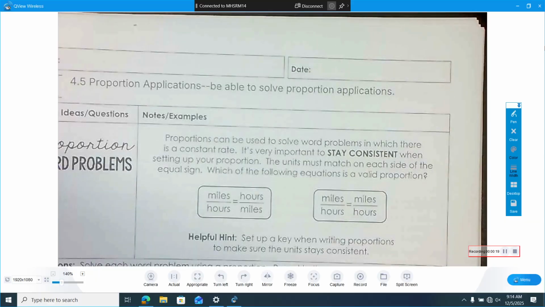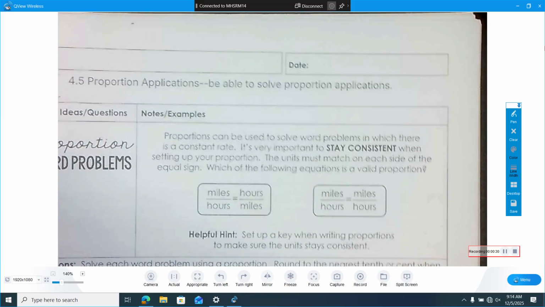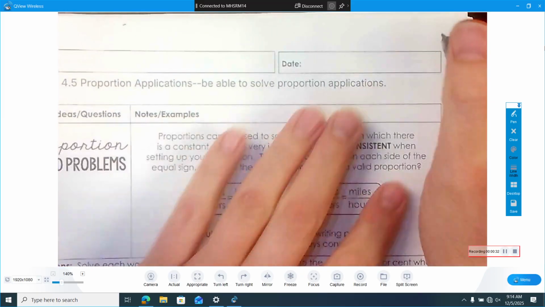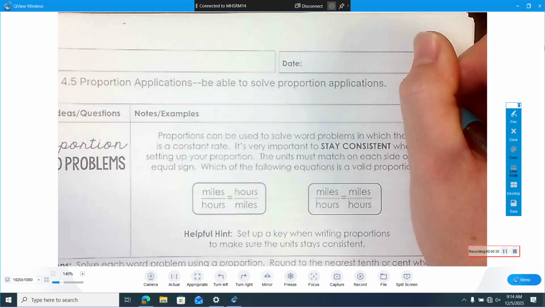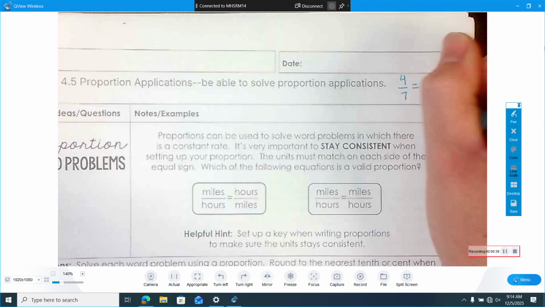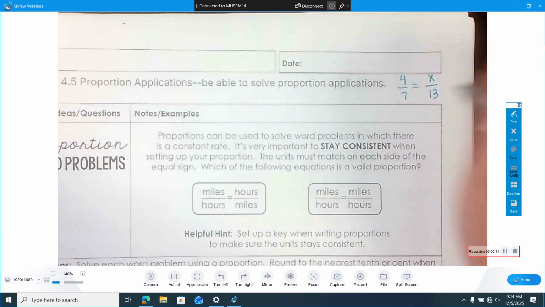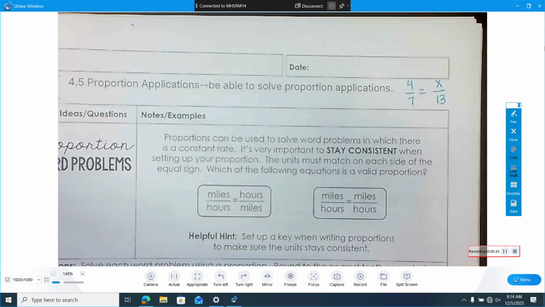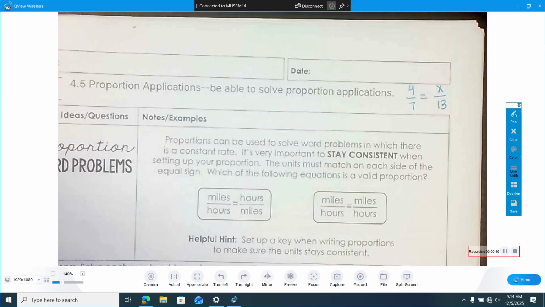All right. Thank you. So today we are talking about proportions again. Yesterday we learned how to solve proportions, and a proportion was something like 4 over 7 equals x over 13. A proportion said that we have a fraction equal to a fraction. How did we solve those yesterday? What did we do to solve those?